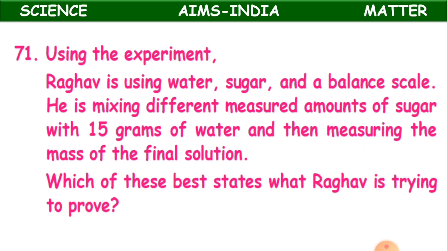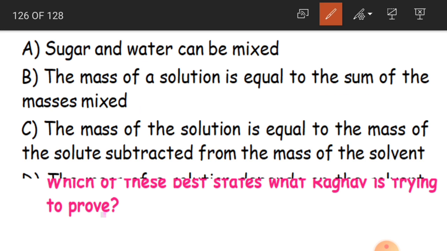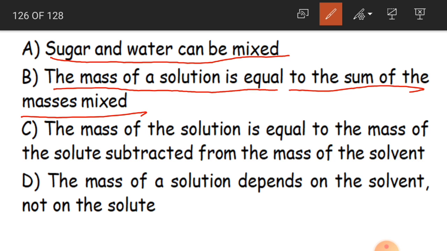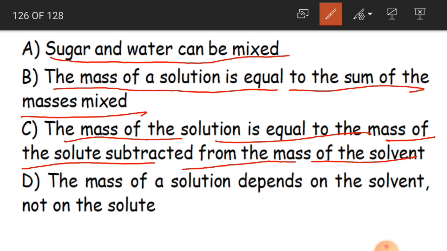Sugar and water can be mixed. I am just reading the options, then we will select the answer. The mass of a solution is equal to the sum of the masses mixed. The mass of the solution is equal to the mass of the solute subtracted from the mass of the solvent. The mass of the solution depends on the solvent, not on the solute. And the answer is B, that is, the mass of a solution is equal to the sum of the masses mixed.